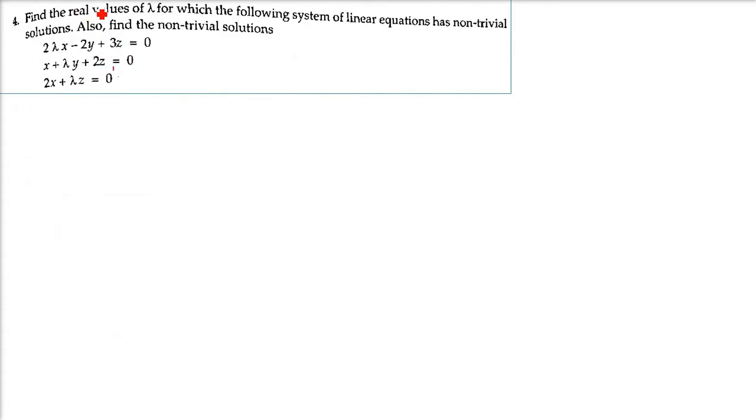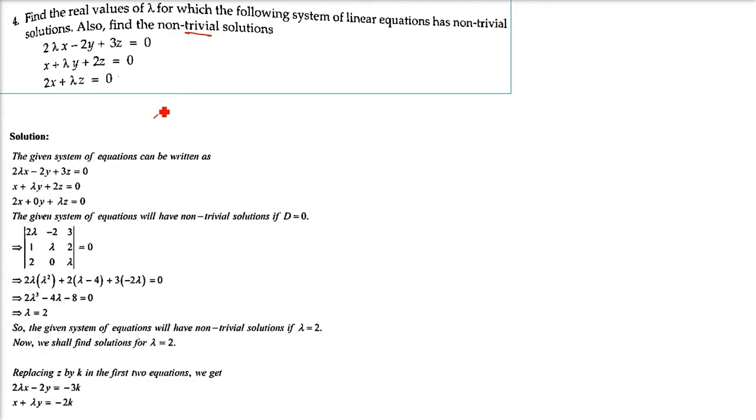Find the real values of lambda for which the following system of linear equations has a non-trivial solution. Also find the non-trivial solutions. Trivial means something which is traditional, which always means x equals y equals z equals 0. But here, what we are going to see is that the determinant is going to be 0.